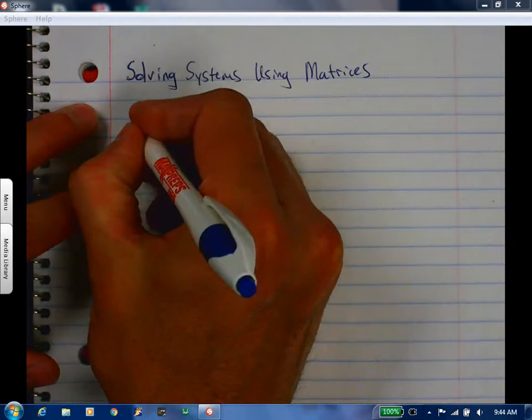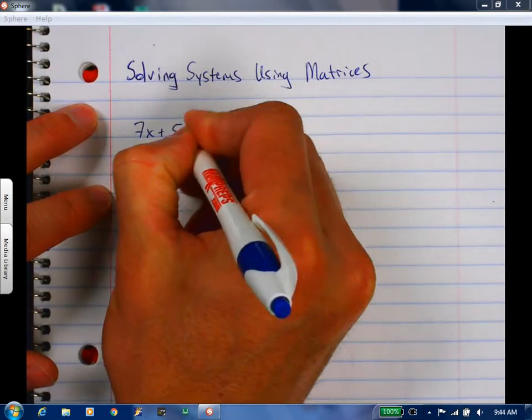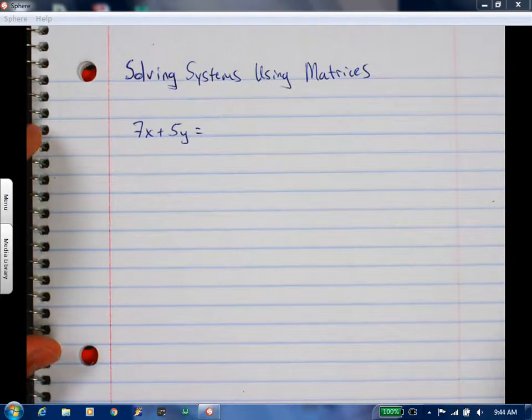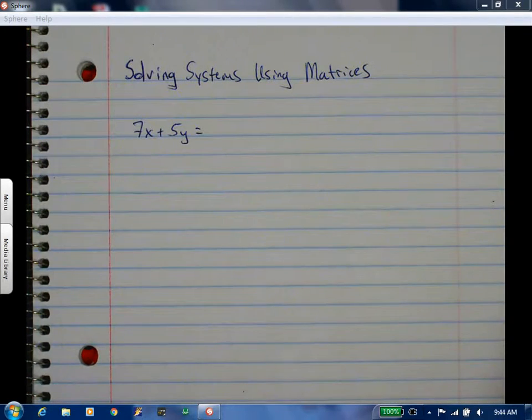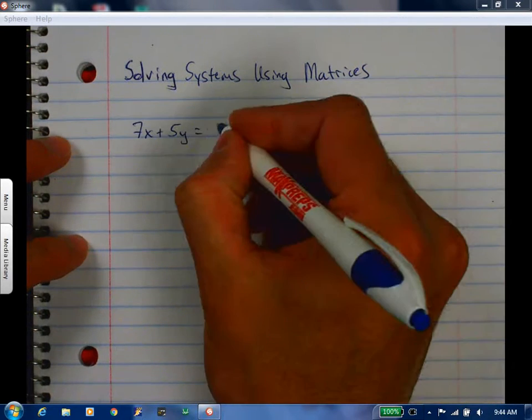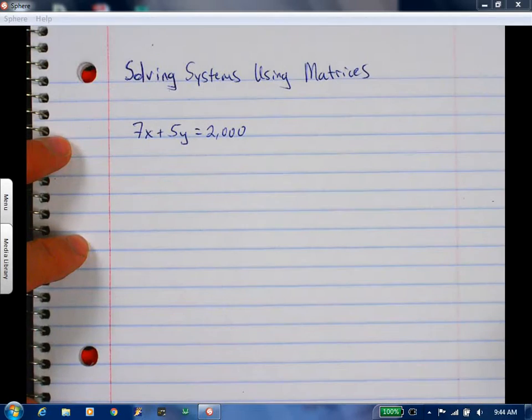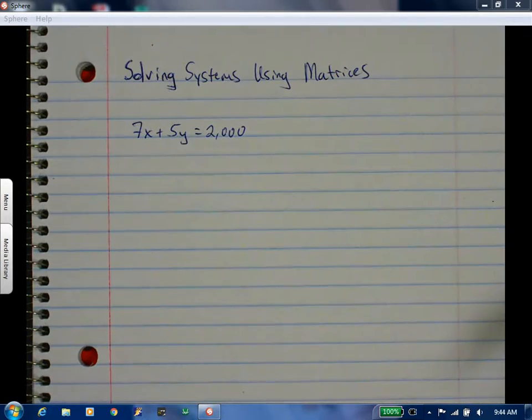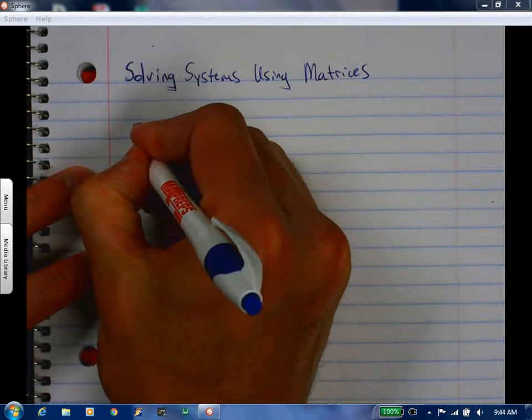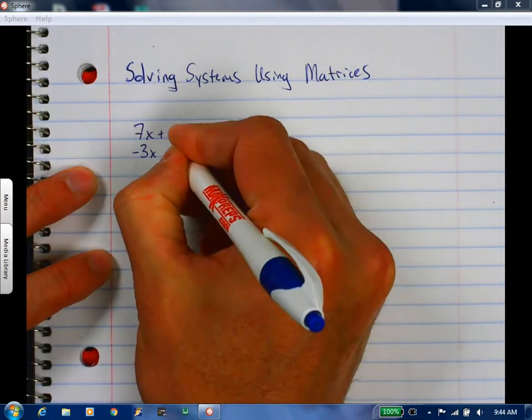7x plus 5y equals, give me a big number. 12. Huh? That's not big. 1 million. Maybe nothing. 2,000. 2,000. Sounds good. Okay, give me negative 3x plus 2y equals 1.